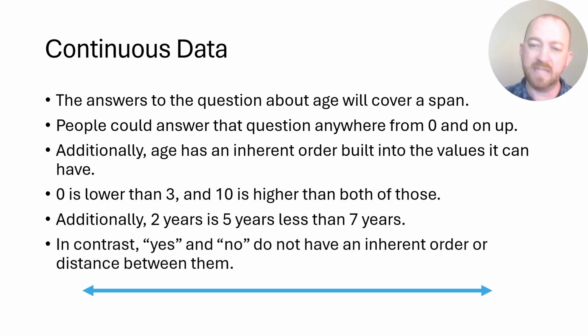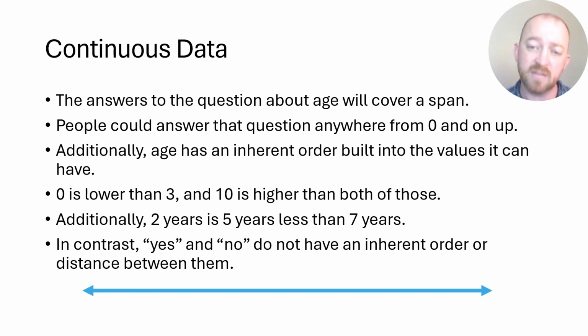And once again, yes and no does not have an inherent order or a distance between yes and no. There is no distance whatsoever. It's just their different properties, right? Different categories in that case. Okay, so this is all very important information to keep in mind.